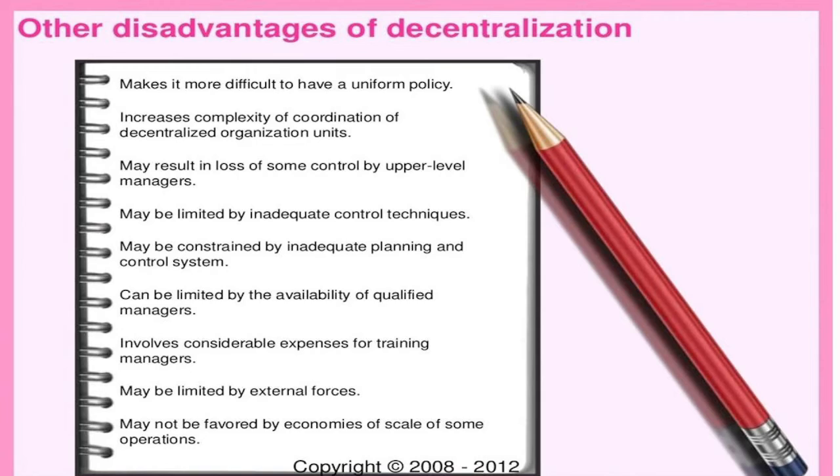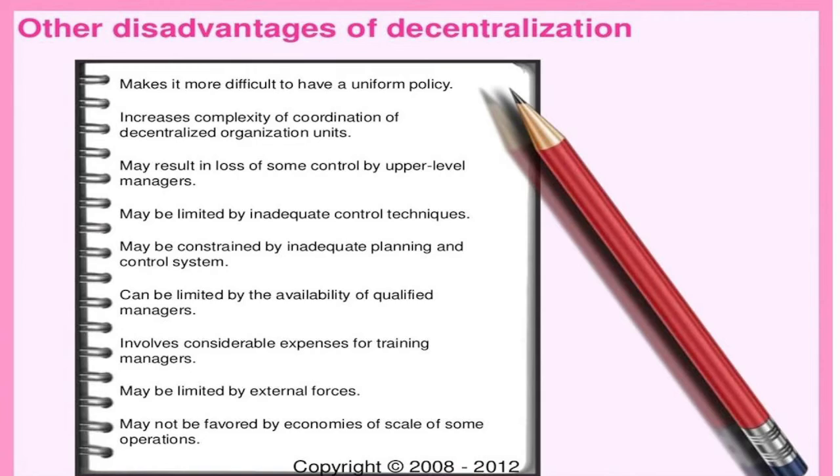Other disadvantages of decentralization: it makes it more difficult to have a uniform policy. Everybody will take their own decisions. Take screw manufacturing companies, for example. All the screw manufacturing companies have to manufacture the same die of screws. You can't take your own die or method or model. But when decentralization comes, the powers are vested with the head. He can't say that I am the head of this plant, so I can make my own screws like that.